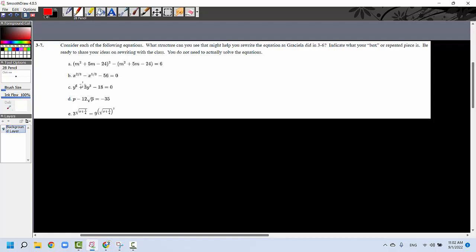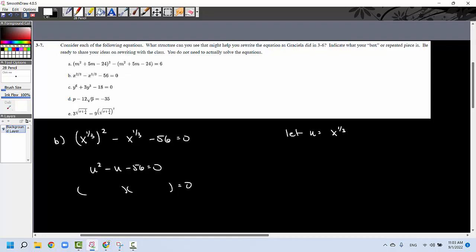So with b, I'm going to rewrite this using a u sub. Now again, as you get more and more comfortable with this, a u sub may or may not be necessary, but I'm going to call it x to the 1/3 squared minus x to the 1/3. Again, I don't need to raise it to any other power here. Minus 56 is equal to 0. And now from here, I'm going to say let u equal x to the 1/3. And now that allows me to say u squared minus u minus 56 is equal to 0. And again, here we are, we're back in Integrated 2.